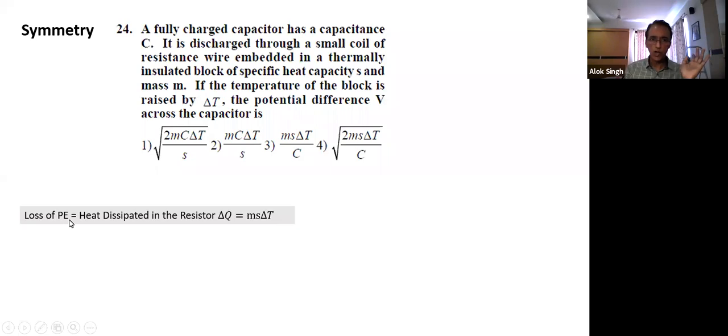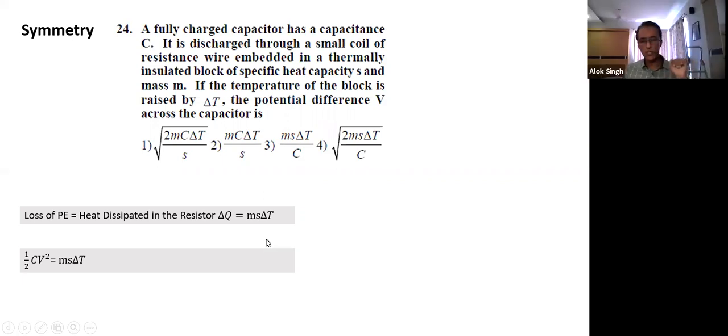If we write the sequence, loss of potential energy, first we use the term heat dissipated in the resistor. Heat dissipated means heat lost in the resistor. So heat dissipated in the resistor is equal to loss of potential energy, that is dQ. That heat is equal to mc delta T. That heat is being utilized for heating the surrounding material. If you remove the middle part, the question is not related to the middle part. It is equal to loss of potential energy is equal to ms, mass into specific heat capacity into change in temperature. So loss of potential energy 1/2 CV square is equal to ms into delta T, and we get this potential difference. So this was also a fairly simple question.